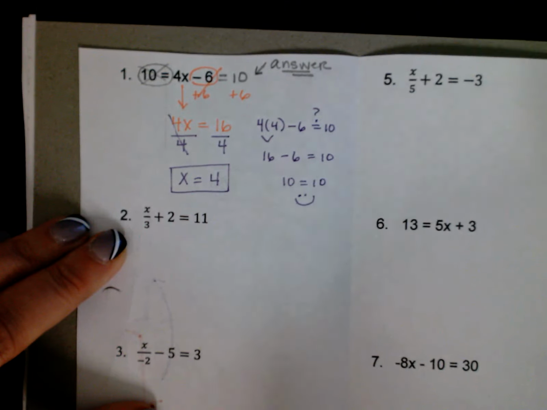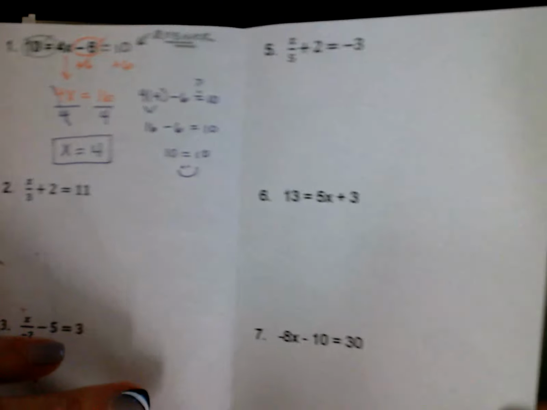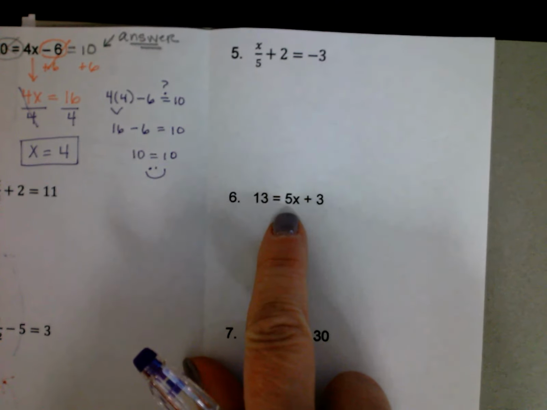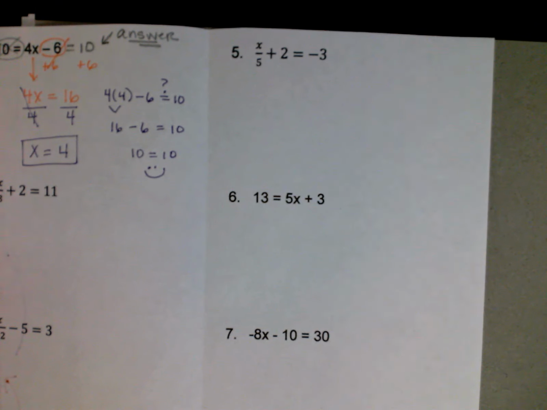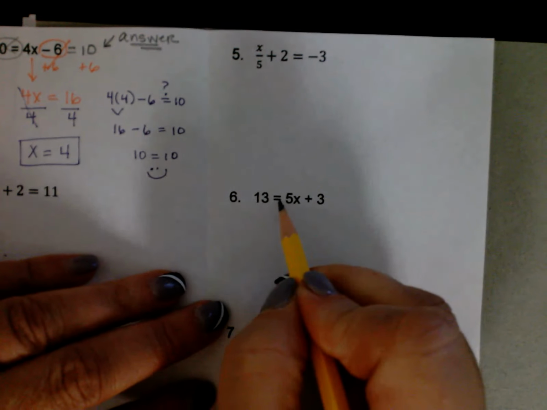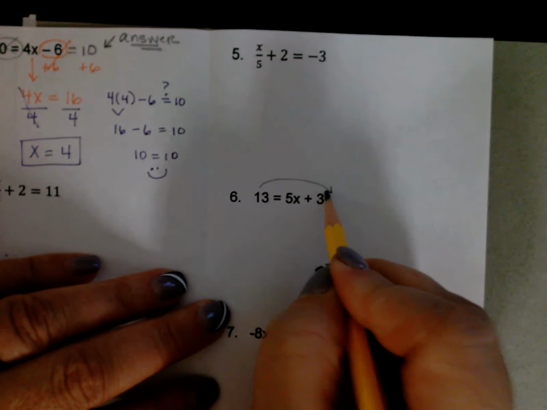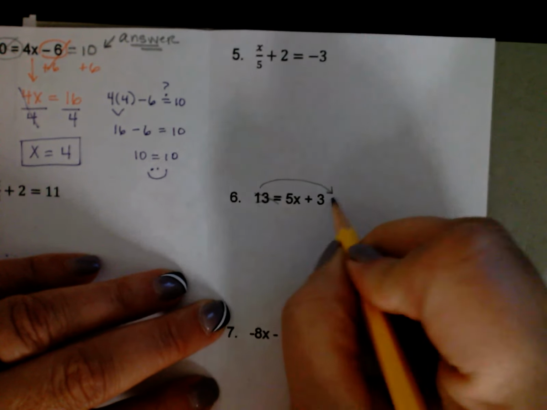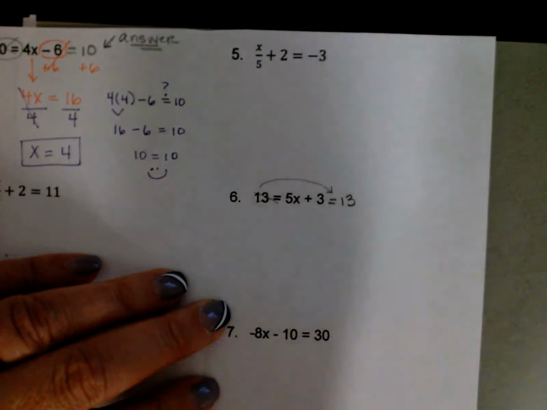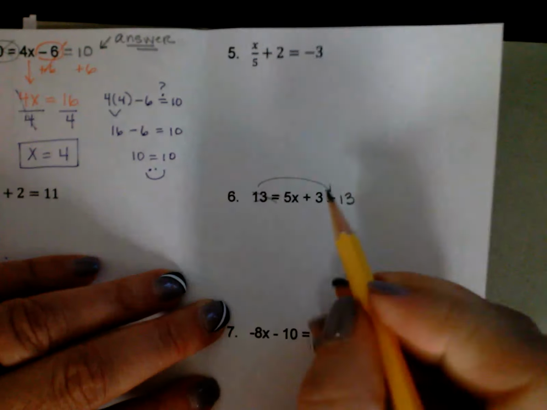I want you to skip ahead for a moment to question number 6. I want to do another one that looks just like the one we were doing. If you don't like this written on the left-hand side, you just move it to the other side. I don't like that there, so I'll write equals 13 on the right.